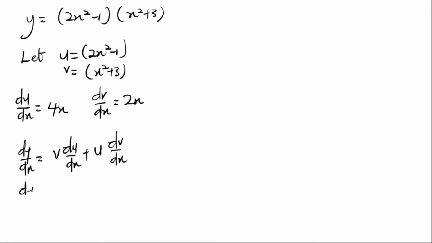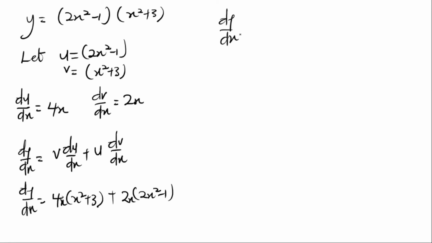So from here our dy/dx is equal to, this is our v, x squared plus 3, then our du/dx is 4x over here, then plus our u, 2x squared minus 1, then our dv/dx is 2x over here. So from here we can just expand the bracket, and then we do our addition and subtractions, and then we get our final result.